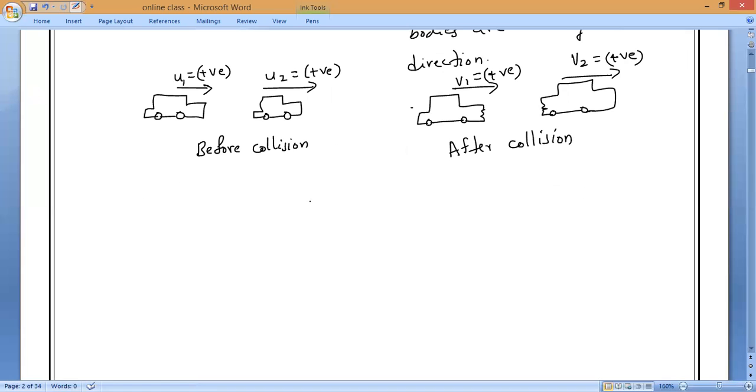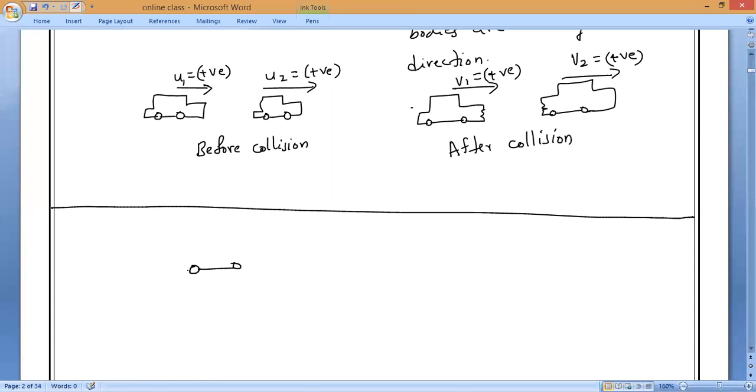Suppose bodies are traveling in opposite direction, observe very carefully. Now, this car is coming like this. This car is coming like this. Let me consider its initial velocity: positive or negative? Positive. This is body one.